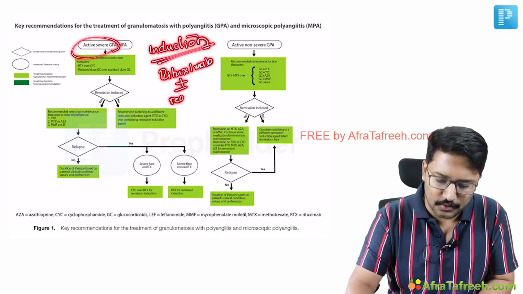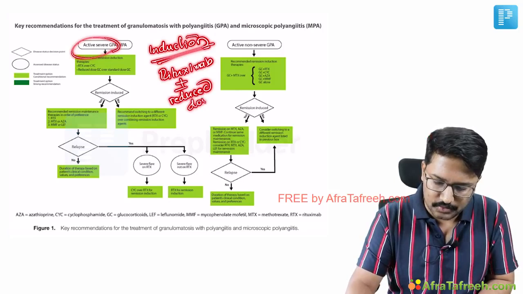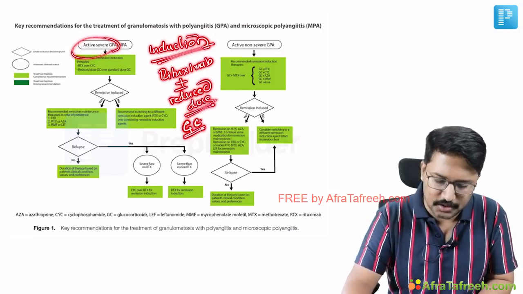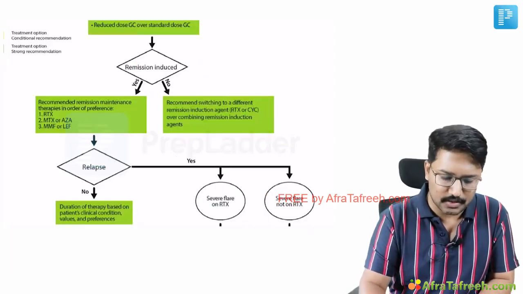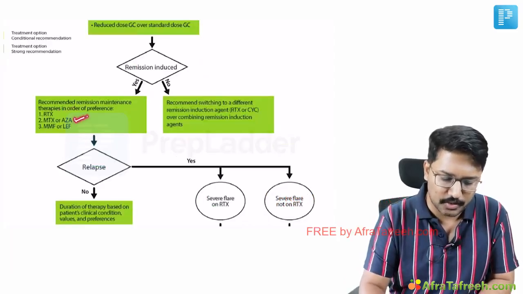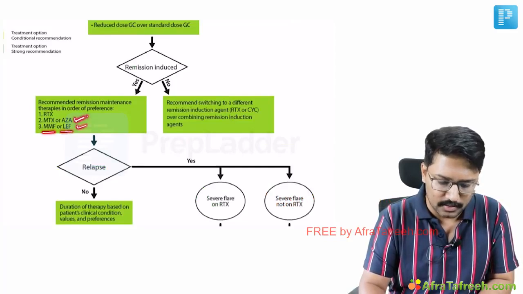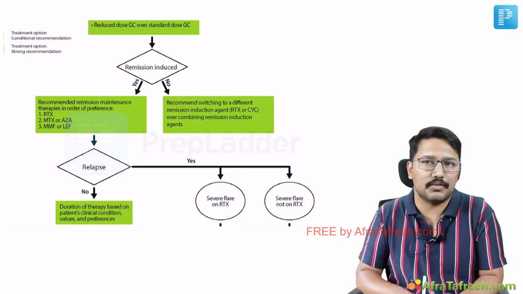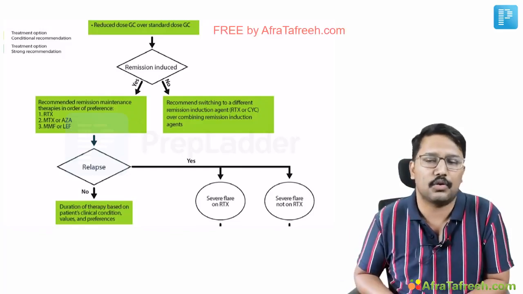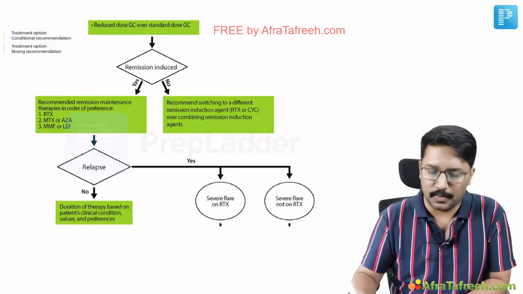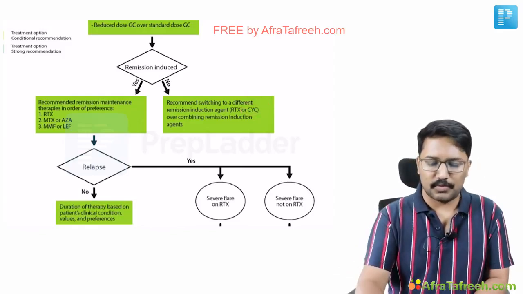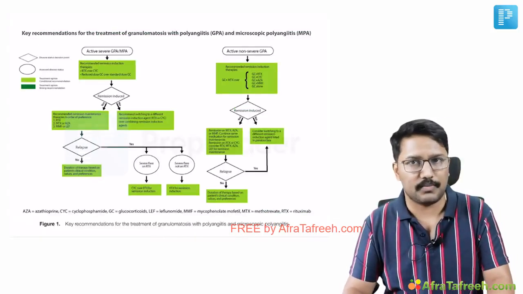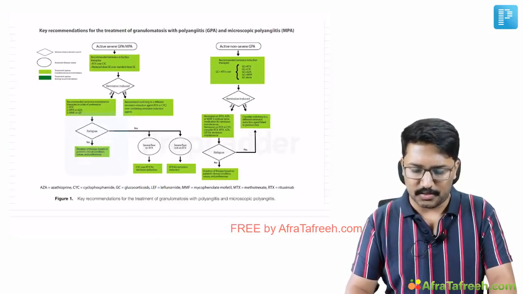plus or minus reduced dose glucocorticoids, right? And once we have achieved the remission, we can think of maintenance using rituximab, methotrexate, or azathioprine, or mycophenolate mofetil, or leflunomide. This can be used for maintenance regimen, right? And if we fail to achieve the remission using the rituximab plus or minus glucocorticoids, we can think of switching over to cyclophosphamide, right? So the same approach that we spoke about in management of active severe GPA, right? So that is about microscopic polyangiitis.